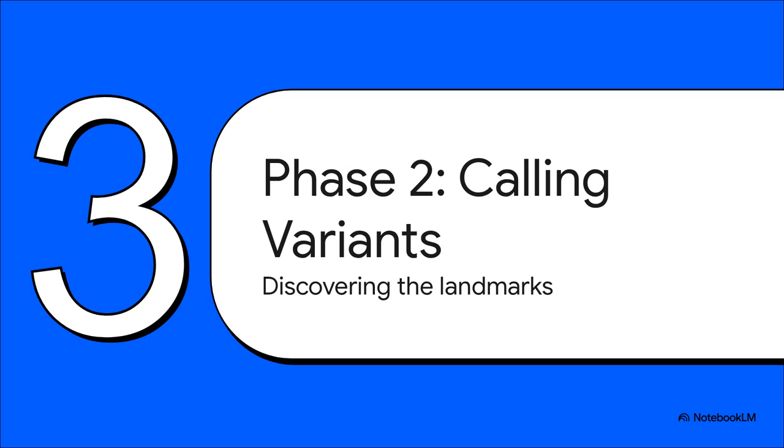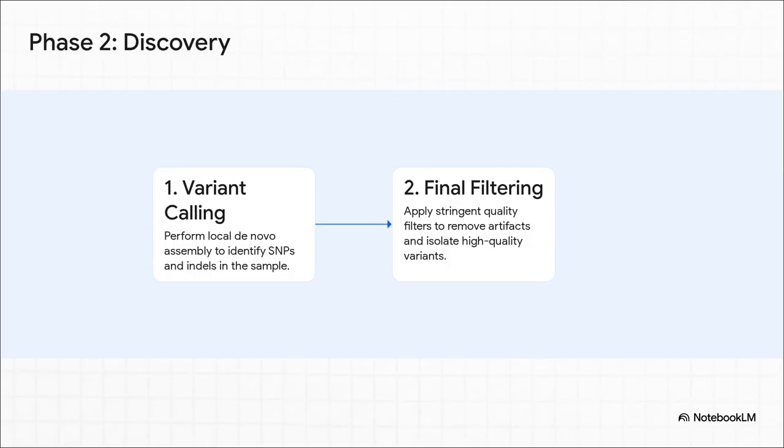Okay, so with our data all cleaned up and perfectly prepped, we are finally ready for Phase 2, calling variants. This is the fun part. This is where we stop cleaning and start actually discovering the genetic differences we've been looking for. Now this phase is all about turning potential signals into high-confidence results, and we do that with 2 main processes. First, we do the actual variant calling using a tool called haplotype caller. And second, we apply a final, rigorous round of filtering.